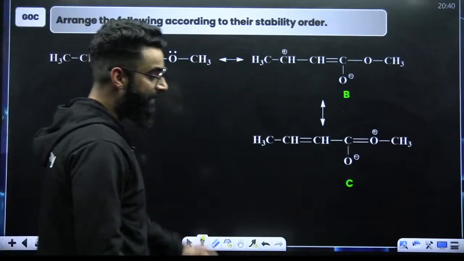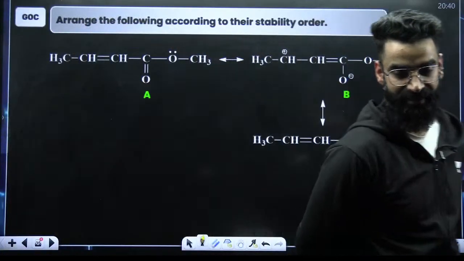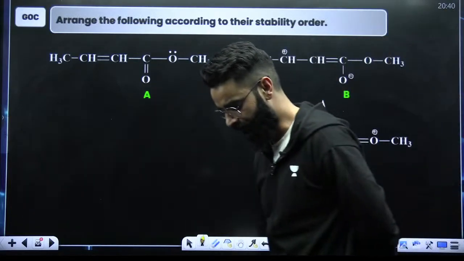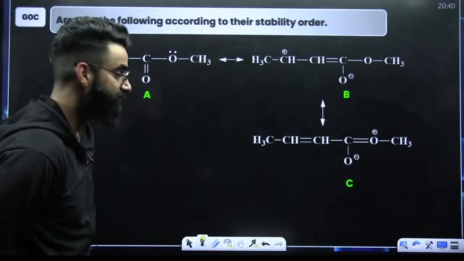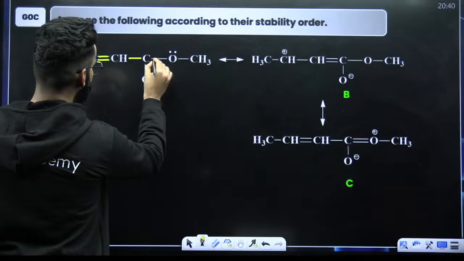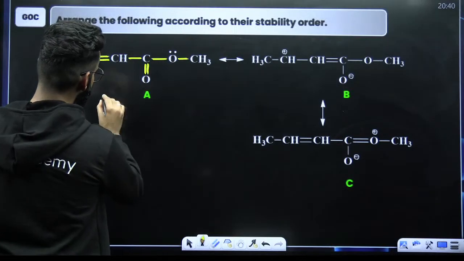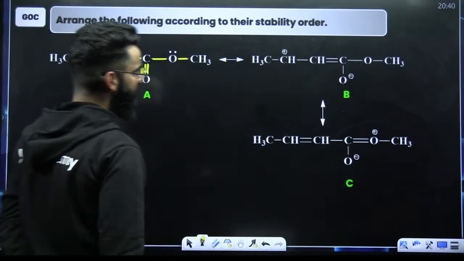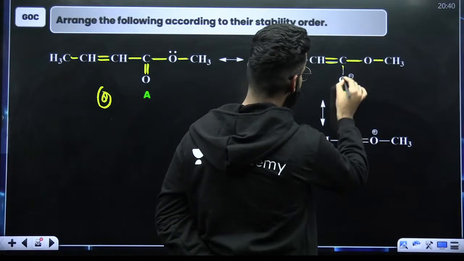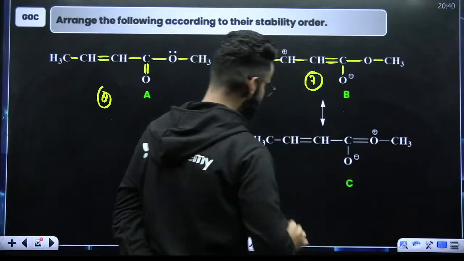All right. Now arrange these three resonating structures as per their stability, and I would want you guys to follow the same thing I told you till now. First, calculate the bonds. This is 1, 2, 3, 4, 5, 6, 7, 8. So there are 8 covalent bonds which I have mentioned over here. 1, 2, 3, 4, 5, 6, 7. The underlined ones are only 7.